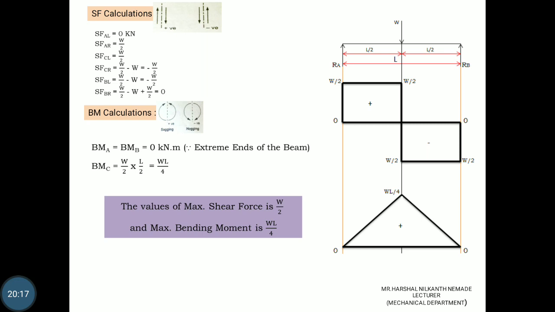Same thing for the BM calculation. BM at A and BM at B is 0 since they are at the extreme ends of the beam. At C point, bending moment at C is equal to W divided by 2 multiplied by L divided by 2, which is equal to WL upon 4. So the maximum bending moment is WL divided by 4. The maximum shear force is W divided by 2 and the maximum bending moment is WL by 4. Whatever they have asked, I have calculated. Thank you.